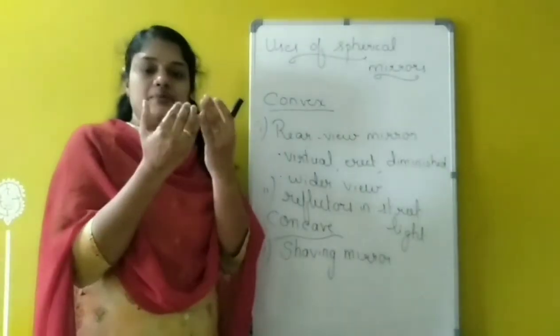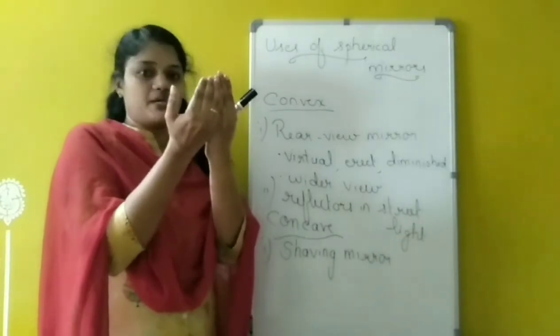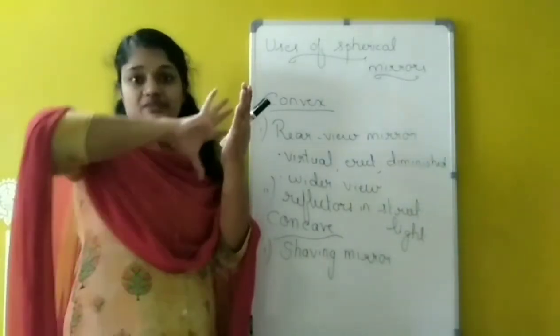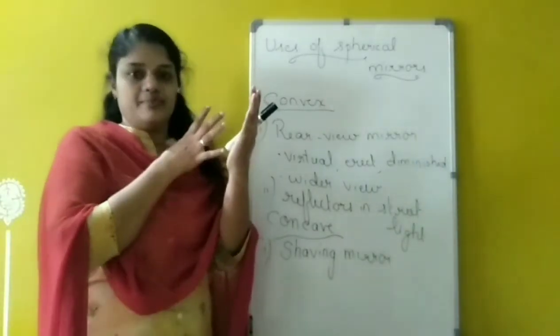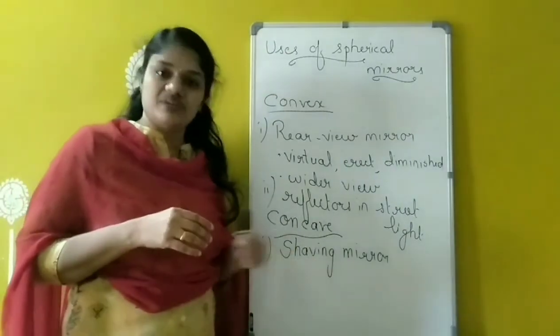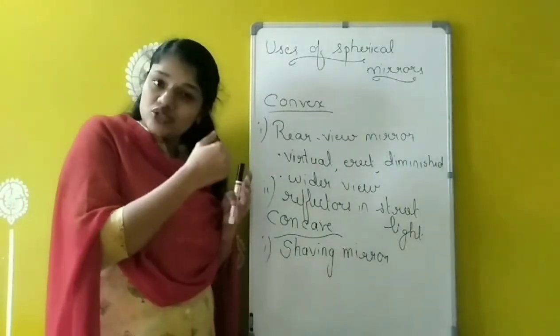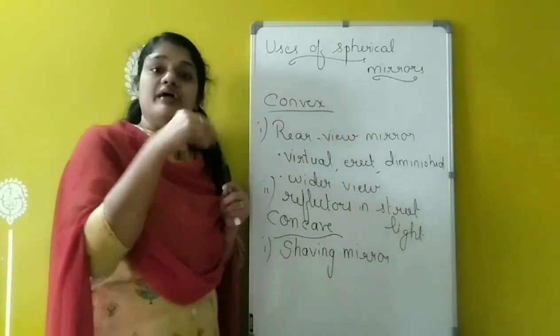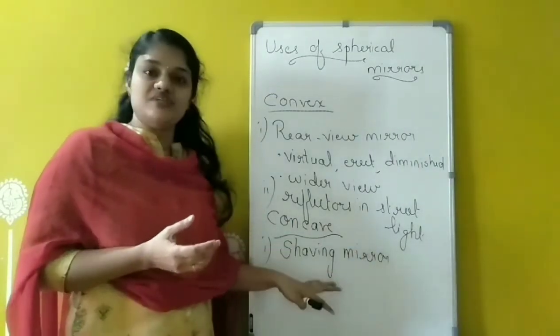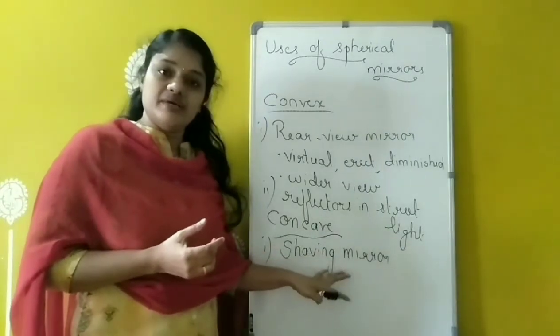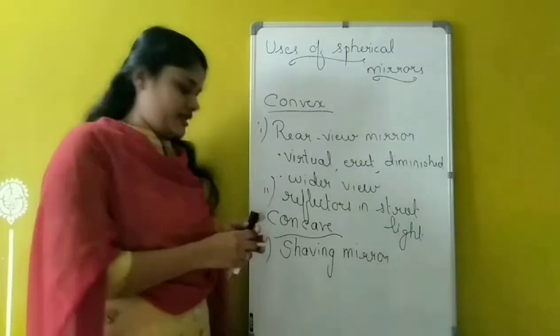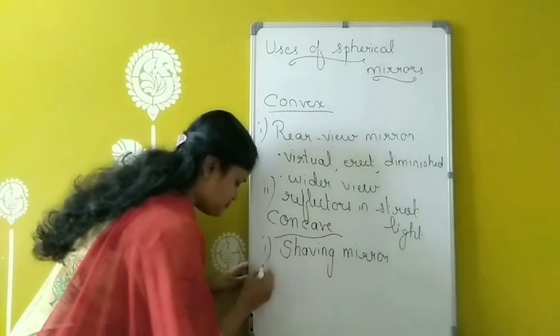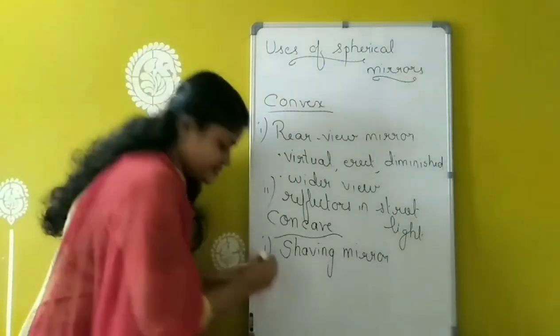So if you keep your face in front of the concave mirror, you will get a very large, very enlarged image. That is the reason we are using it as a shaving mirror. So when the object is near to the concave mirror, the image will be enlarged or magnified. We will be getting a magnified image. So that is the reason we are using the concave mirror as a shaving mirror. And another use is, it is used as reflectors.